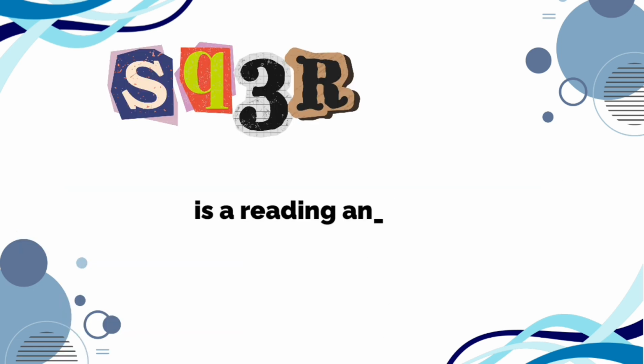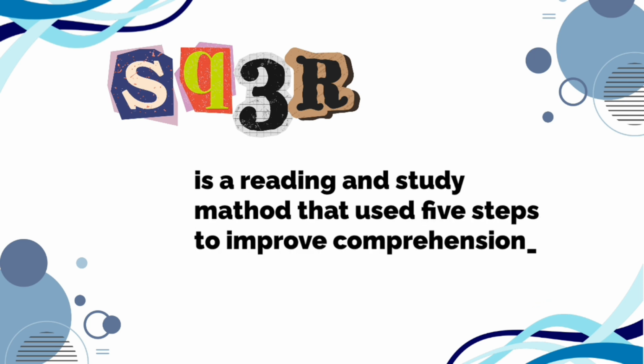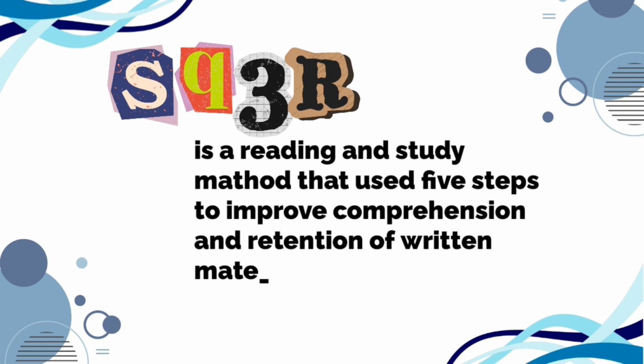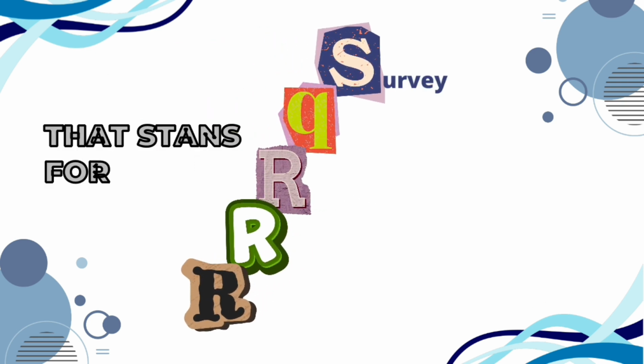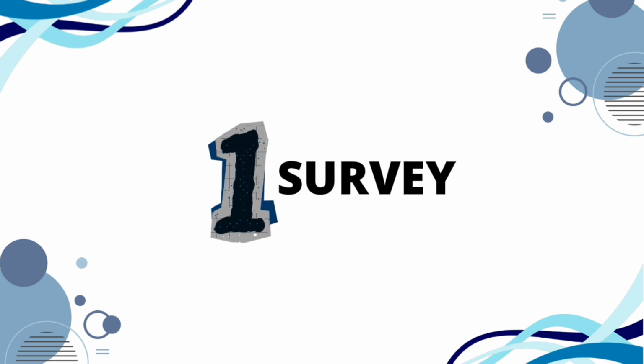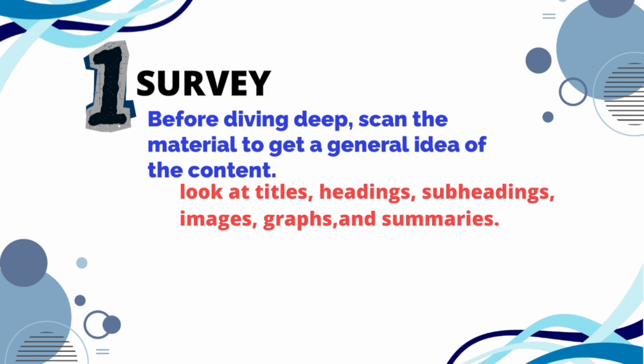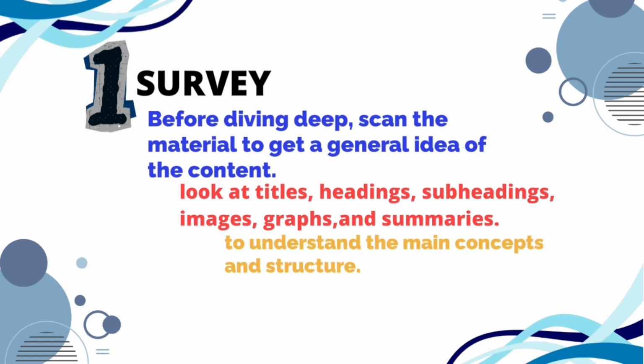SQ3R is a reading and study method that uses 5 steps to improve comprehension and retention of written material. That stands for survey, question, read, recite, and review. First, survey. Before diving deep, scan the material to get a general idea of the contents. Look at titles, headings, subheadings, images, graphs, and summaries to understand the main concept and structure.